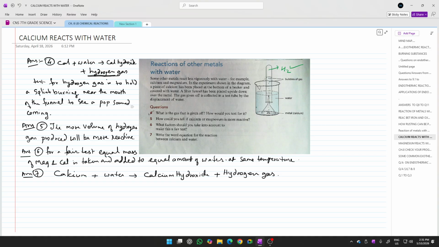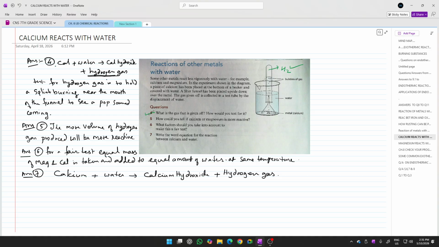Now this is all written over here. Let us try to answer questions numbers 4, 5, 6 and 7 connected to this particular investigation. Question number 4 is over here, and it says, which is the gas that is given off, and how would you test for it? In this investigation, there's a reaction taking place between calcium and water. So first we should be able to write the word equation.